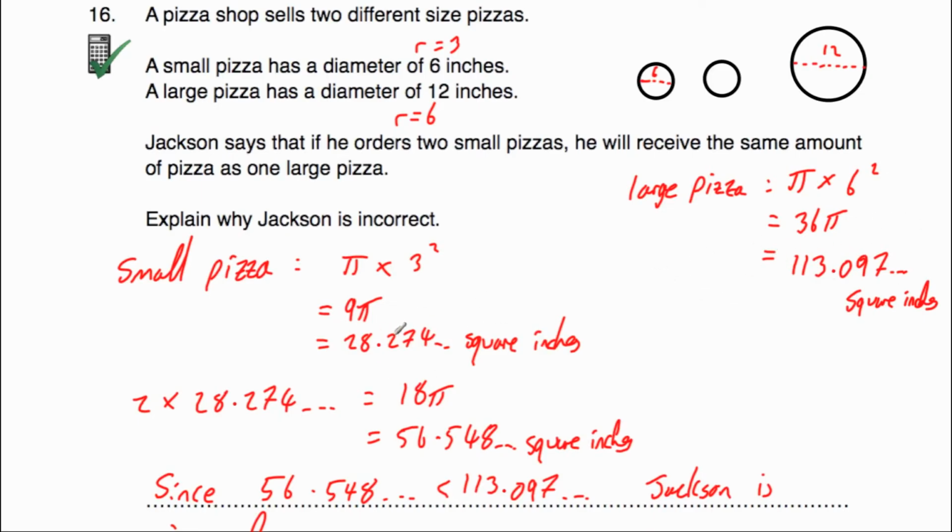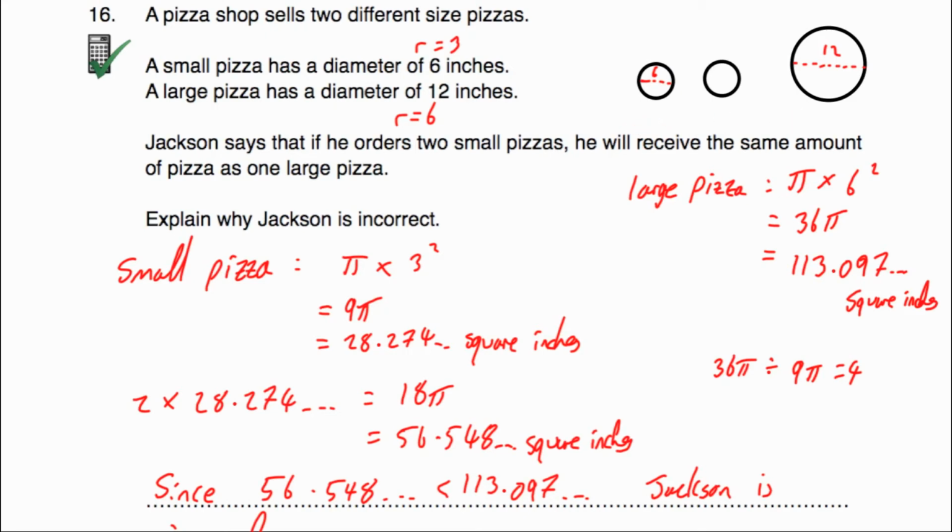Another way we could do it is we could actually divide the area of the large pizza by the area of the small pizza and see how many times bigger the area of the large pizza is. And then whenever we do that, we get, well, 36 pi divided by 9 pi would be equal to 4. So that actually tells us the area of the large pizza is 4 times larger than the area of the small pizza. So Jackson would actually need 4 small pizzas to have the same amount of pizza as 1 large pizza.